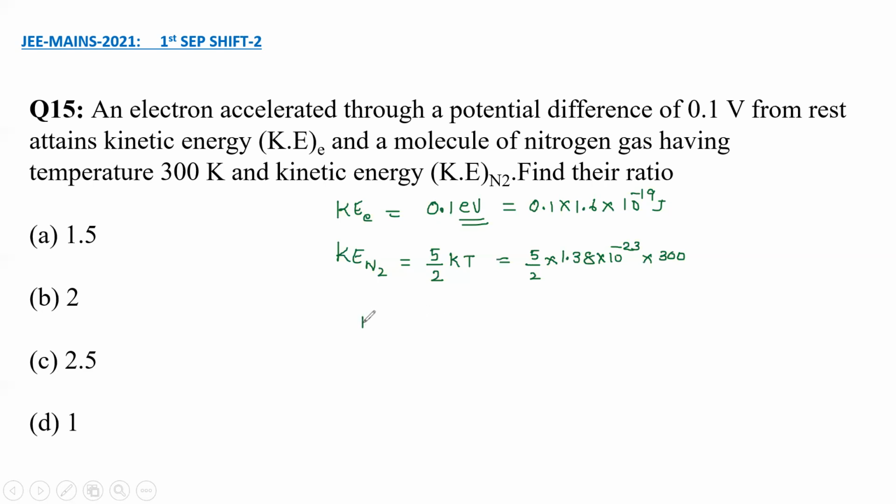So the ratio of the kinetic energy of electron to the kinetic energy of nitrogen here will be equal to 1.6 into 10 to the power of minus 20 joules divided by the other one, which is 2.5 into 1.38 into 300 into 10 to the power of minus 23. And this calculation comes close to 1.54. So the correct option is option A.